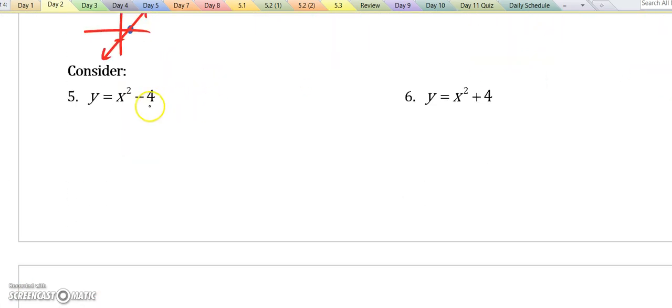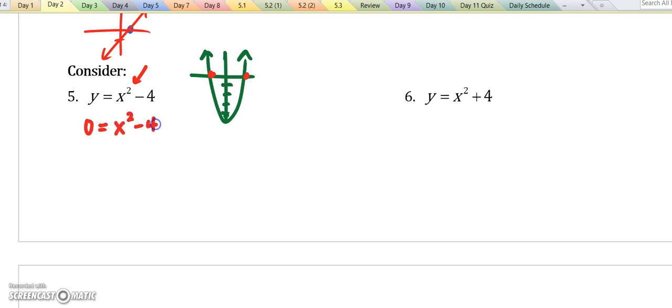So here's something that's really familiar. You know this is a parabola that's been shifted down 4. If I drew this parabola, you'd see pretty quickly that there are 2 x-intercepts, 2 zeros. Degree is 2. If you were to solve this algebraically to find the zeros, you'd set it equal to 0. You'd add your 4 over, x squared equals 4. Square root both sides, and you'd get x equals plus or minus 2. You'd see your 2 x-intercepts are your zeros.